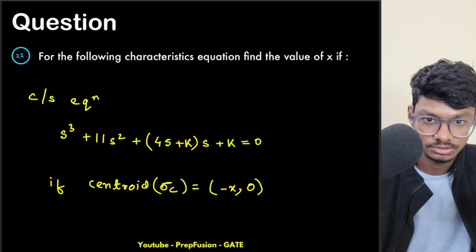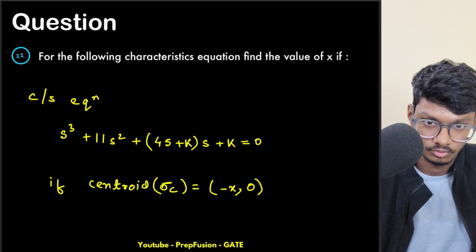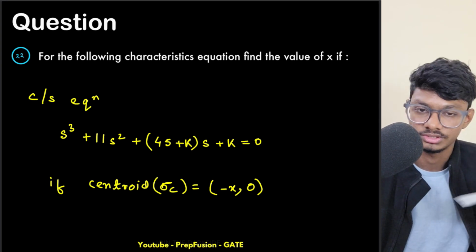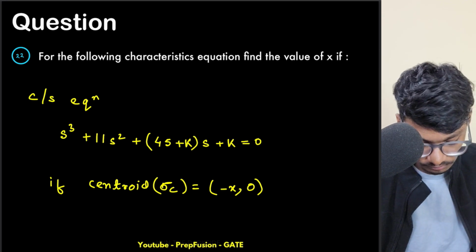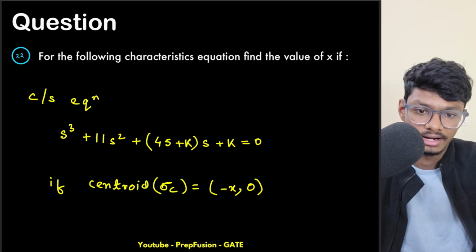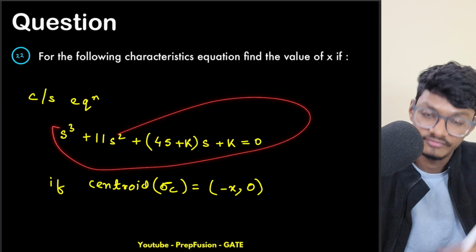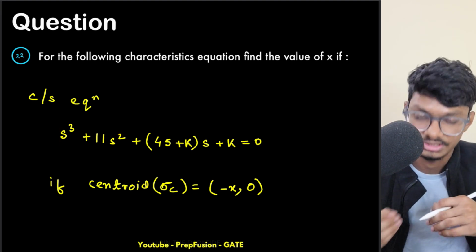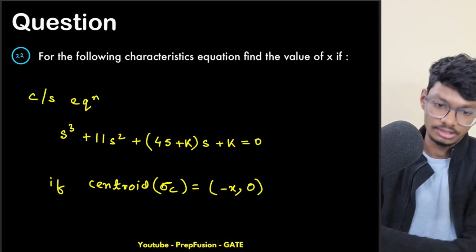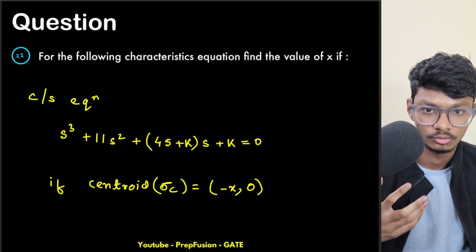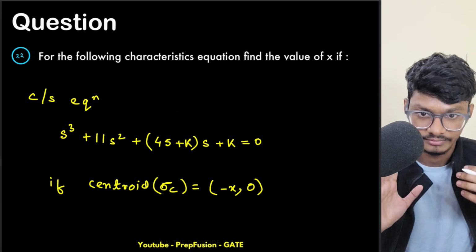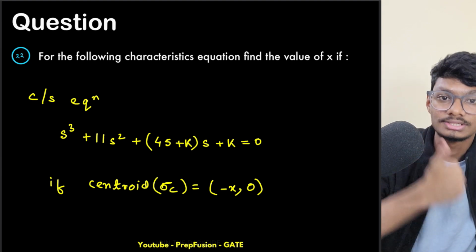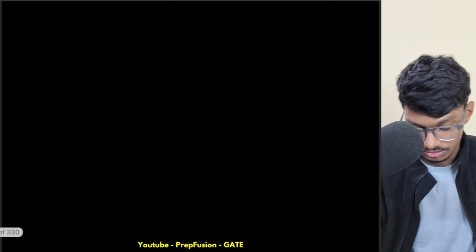But for finding the centroid, it is the sum of the poles minus the sum of the zeros, by number of poles minus number of zeros. But here what do we have? This is not a standard equation. If this type of question comes, whatever different unique questions came in root locus, you will be able to solve. If this type of equation is given, you have to convert it to standard root locus format.